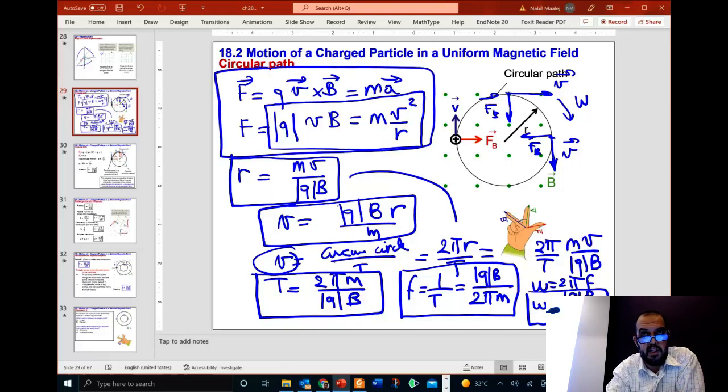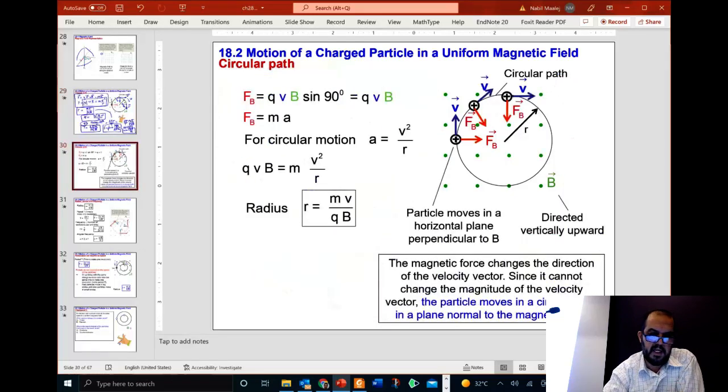So you don't really need to memorize everything. If you can write Newton's law and you remember F is qvB, you can solve for v, you can solve for R, you can solve for the period T, and so on. This is what we have done here. We wrote F is equal to qvB and the force is equal to ma. The acceleration is v squared over R, and from this we get the radius of the circular path is mv over qB.